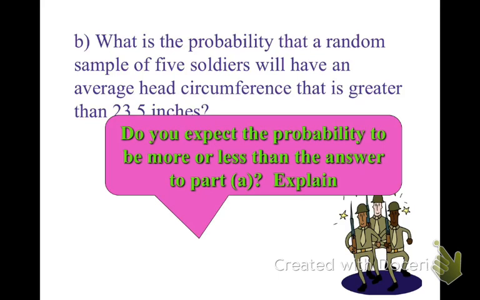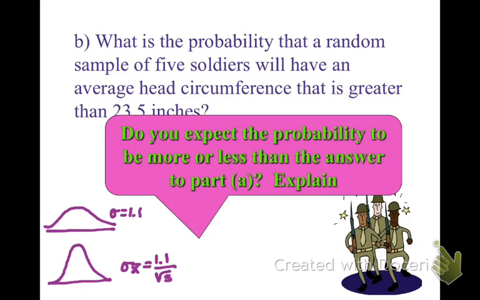The answer here is we would expect the probability to be less than we got in part A. The reason is in part A we had a standard deviation of 1.1. In this question, when we're dealing with the sampling distribution of sample means, my standard deviation is 1.1 divided by the square root of 5. So our standard deviation actually decreases, meaning more of my curve is near the center or near the mean value, so I'll have less tail area. So if I want to know the probability now of being greater than 23.5, this would be a smaller probability.